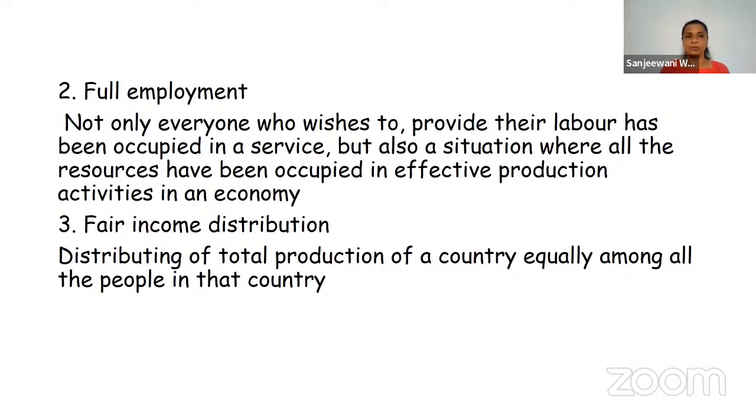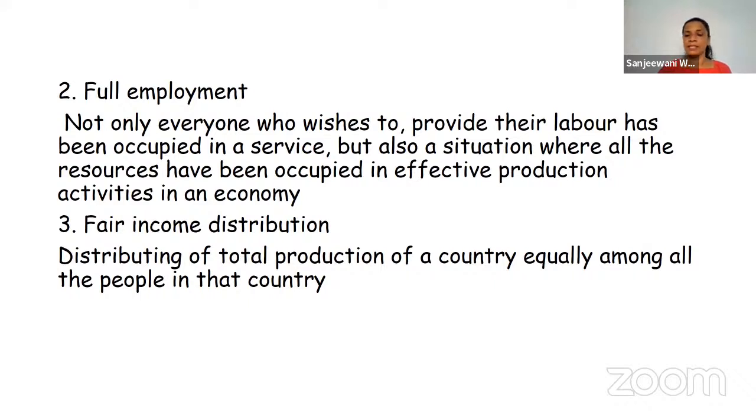Fair income distribution. So not only one person is having a high income while the other person is having a low income. That is not fair income distribution. The income has to be distributed equally among all the people in that country. That is fair income distribution: distributing the total production of a country equally among all the people in that country.